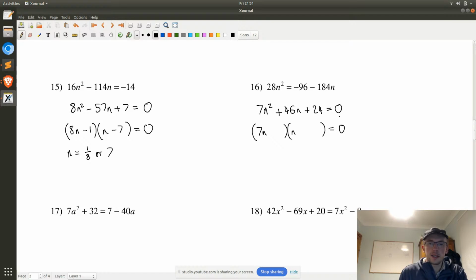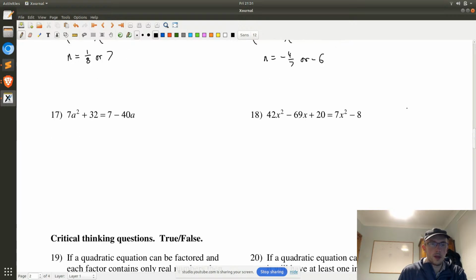And we need 46, so who to try? 24 and 1 doesn't work. 2 and 12 doesn't work. 3 and 8 doesn't work. 4 and 6 does work. There.